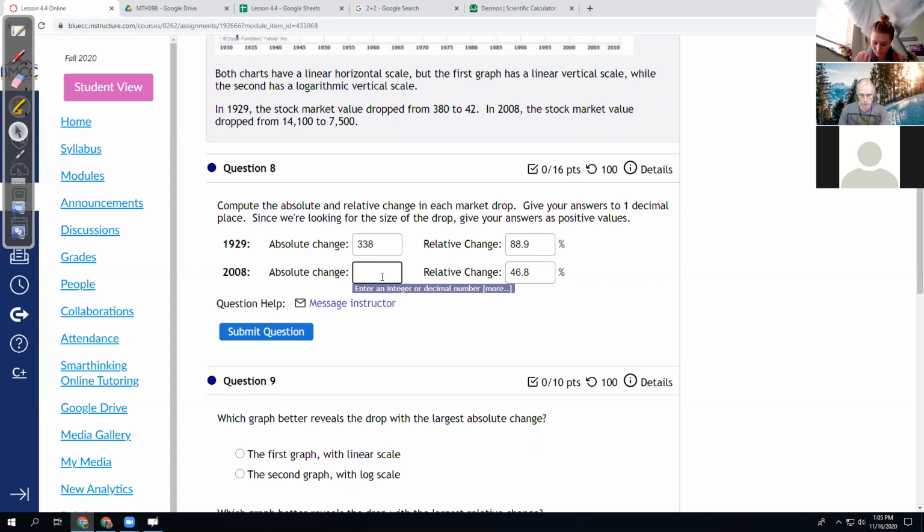And this absolute change was 6,600, right? So that's a pretty big absolute change, but based on what money was worth in 2008, it was only a 47% drop. Now I say only a 47% drop, that's huge, but it's not nearly as big as an almost 90% drop, okay? So in 2008, there was a bigger absolute change, but in 1929, there was a bigger relative change.